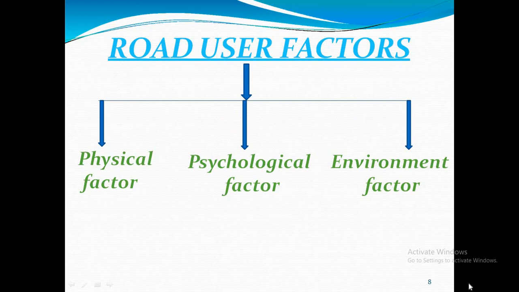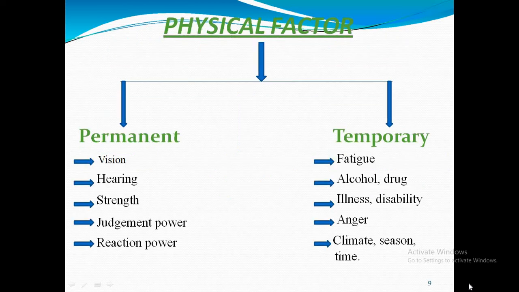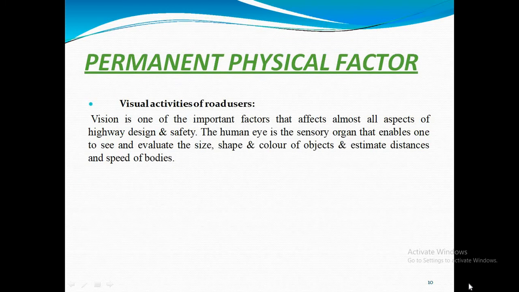Some of the road user factors are psychological factors, physical factors, and environmental factors or characteristics. We need to discuss them one by one. In the physical factor, we have permanent factors and temporary factors. The permanent factors are vision, hearing, strength, judgment power, and reaction power, the reaction time. The temporary ones are fatigue, alcohol and drugs, illness, disability, anger, climate and season time. These come and go, like a process. We will discuss some of these things here.